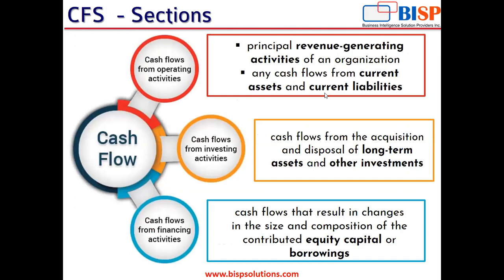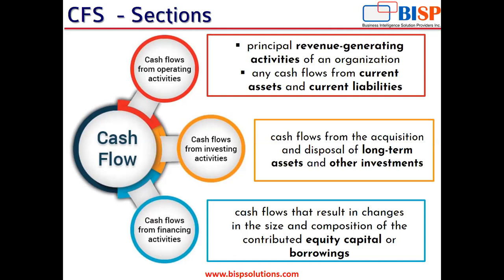The whole cash flow statement is divided into three sections: cash flow from operating activities, cash flows from investing activities, and cash flows from financing activities. Cash flows from operating activities are the basic revenue generating activities of the organization. If cash is generated from the core business activities, those are cash flows from operating activities, and any cash flows from the increase or decrease of current assets or current liabilities.